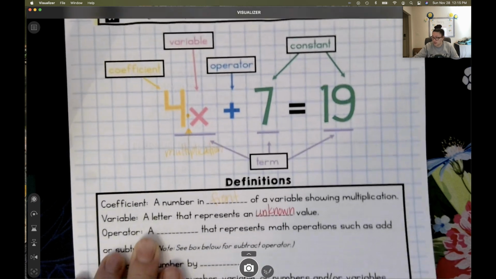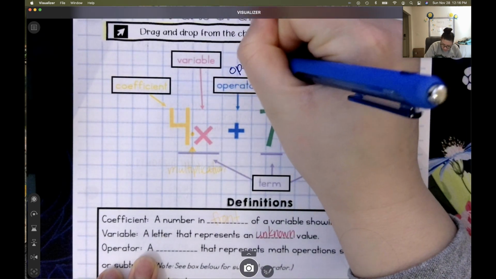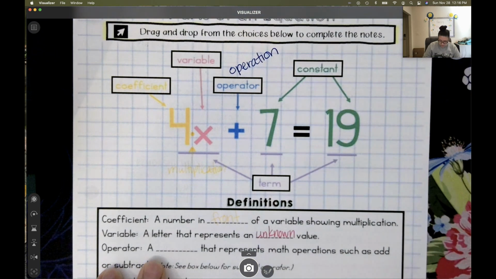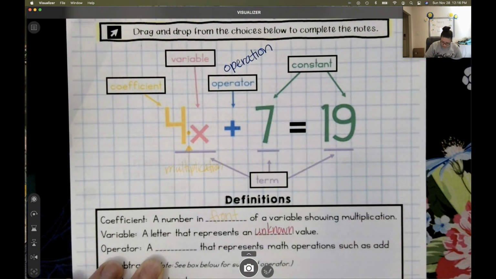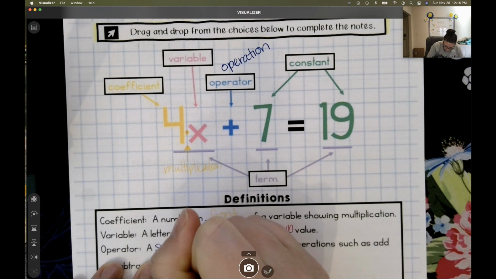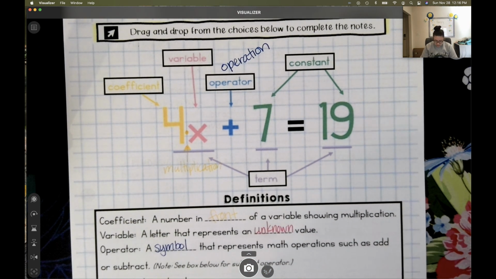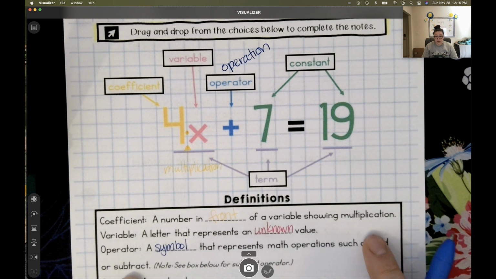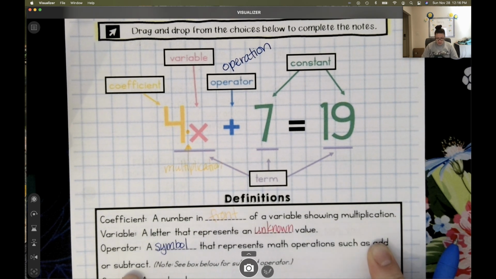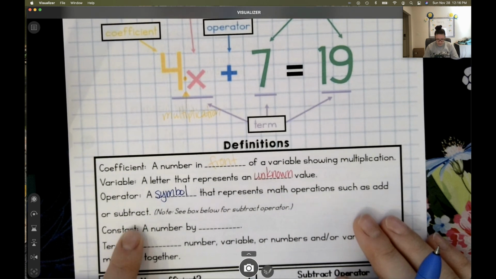Next, we have our operator or our operation, as we've been seeing it more often. An operator is a symbol that represents math operations such as add or subtract. And we're going to talk a little bit more about what happens if our operation symbol is subtraction, because something happens there.